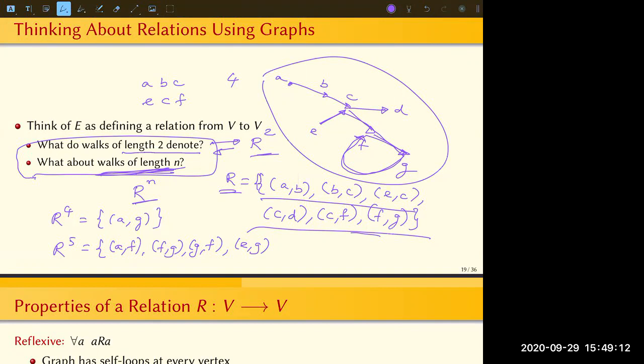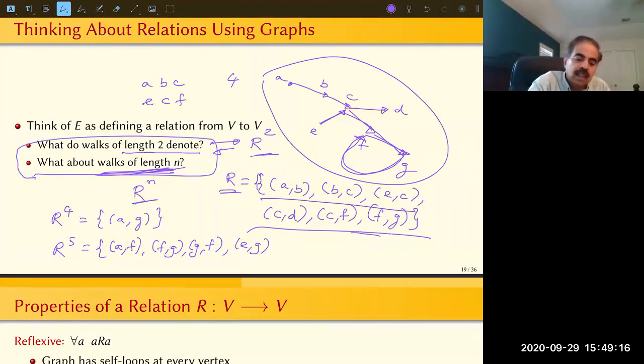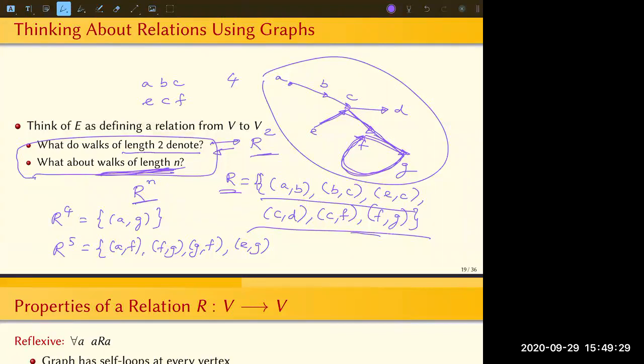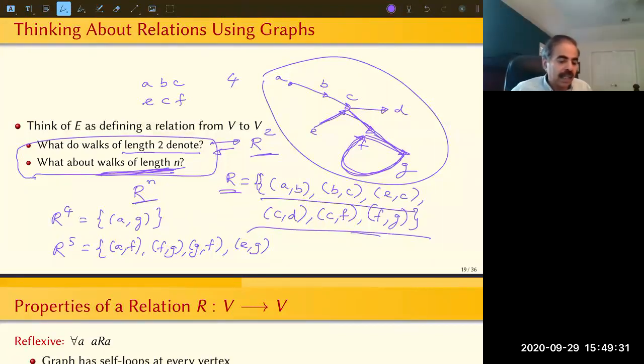Okay. How did you get EG? EG. So 1, 2, 3, 4, 5. Right? It's a walk, not a path. Okay. Okay, good. So what do paths correspond to? It's a little difficult to say. Okay.